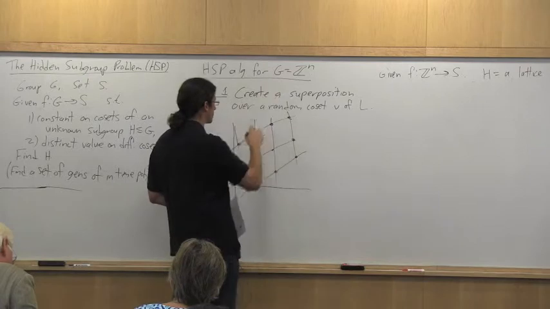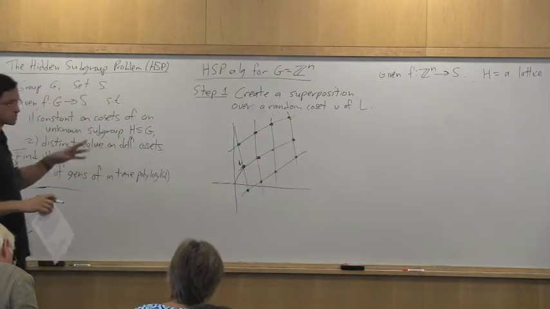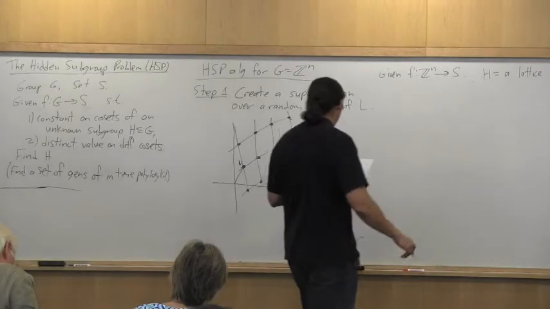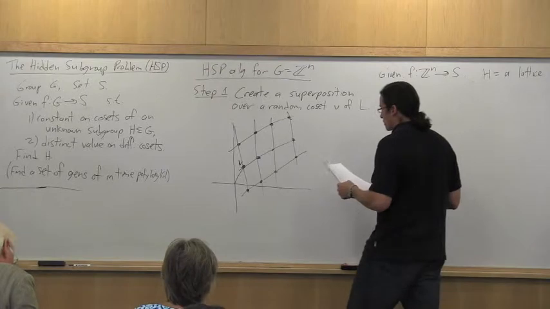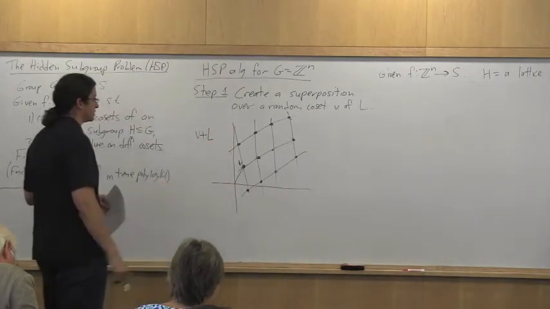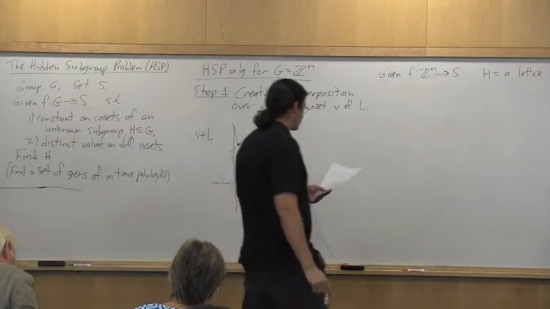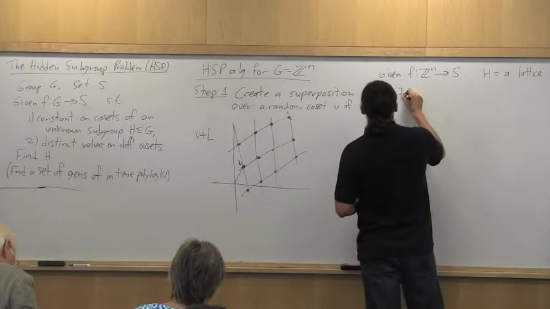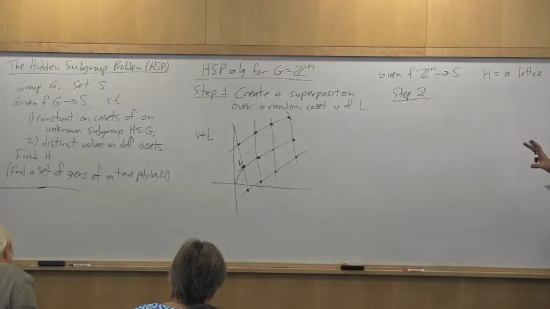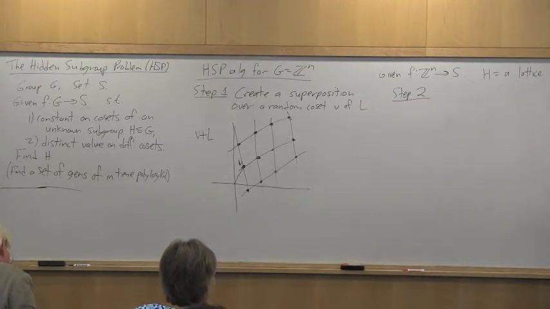And we can create this using the function. We evaluate the function in superposition, we measure the function value. I can say more about how that works if people want to hear about it. Okay, so this is the set v plus L. And then the second step is we compute the quantum Fourier transform of this and we measure the result.